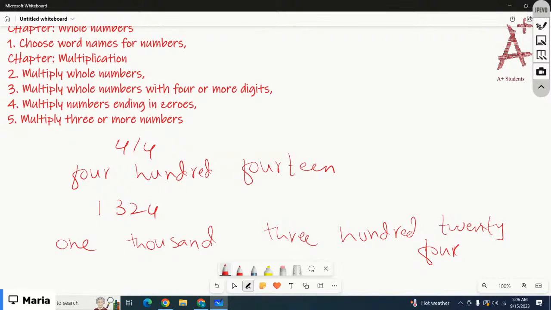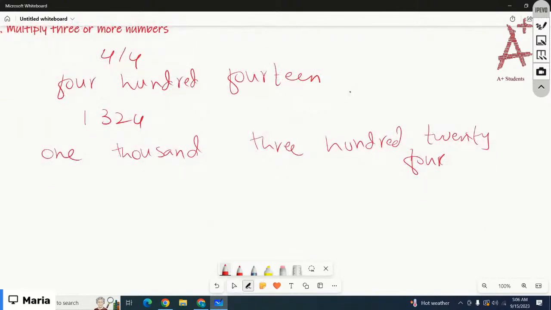That is 1324, right? Okay, the other example is, how do you write this number in word form? That is 326, right? So that's how we write the numbers in word forms, right? Let's just start with the practice questions.